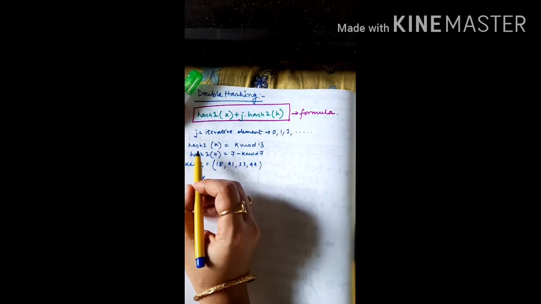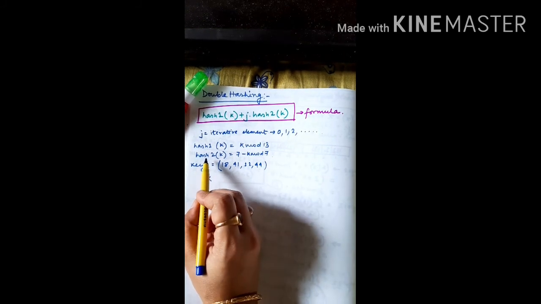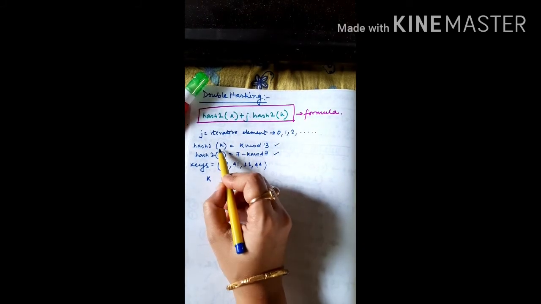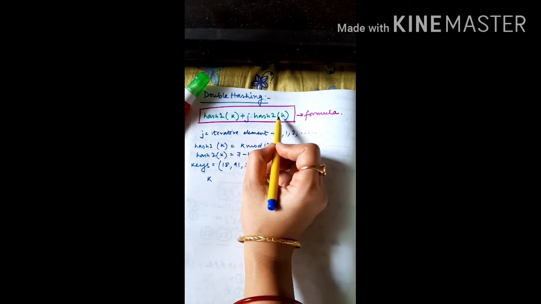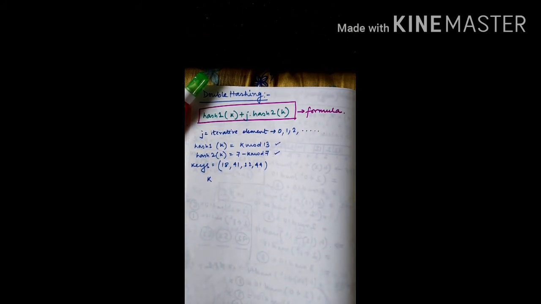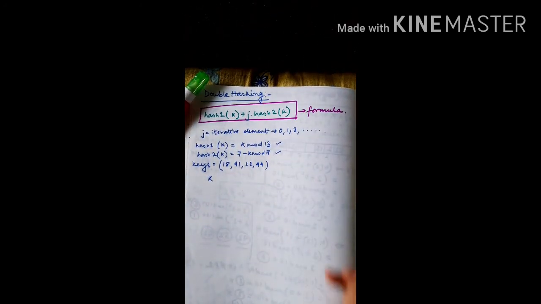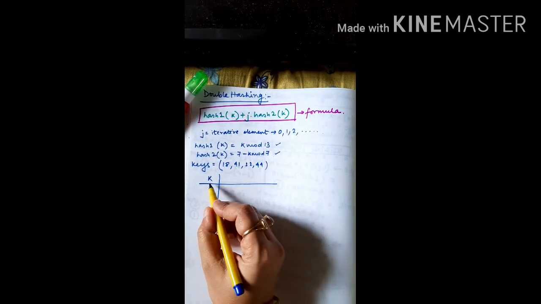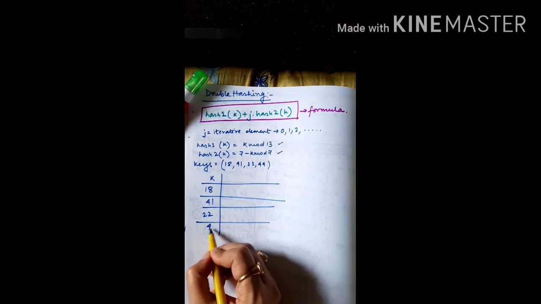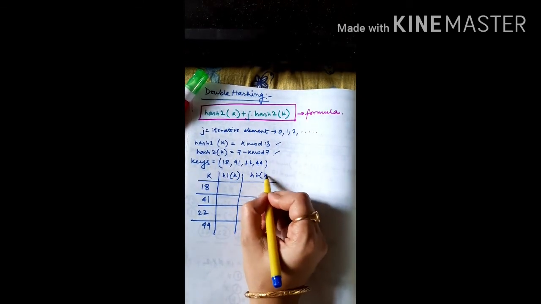Suppose a sum is given where the hash 1 of k is k mod 13 and the hash 2 function on k is 7 minus k mod 7. These are the two hash functions provided. J, as we know, starts from 0, and if it doesn't satisfy we keep incrementing j by 1. And these are the four keys which have been provided. So what is our basic table? It will contain the keys 18, 41, 22 and 44. Then we have hash function 1 on key and hash function 2 on key.